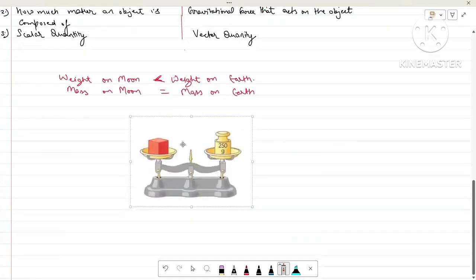Now consider this example, where you are measuring some weight using this balance. When we use this, we assume that if two objects have the same weight, they have the same mass also. This balance or weighing scale we use to measure weight. But when the scale is marked in gram or kg, then it tells you the mass of the object. We will find its mass, not its weight.